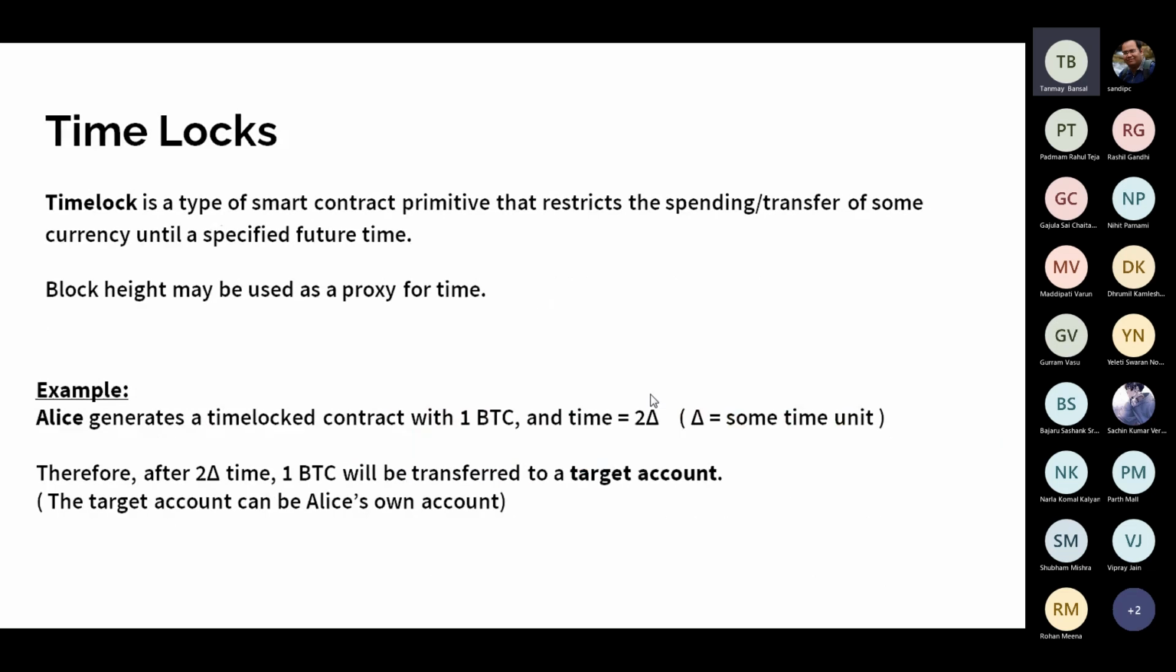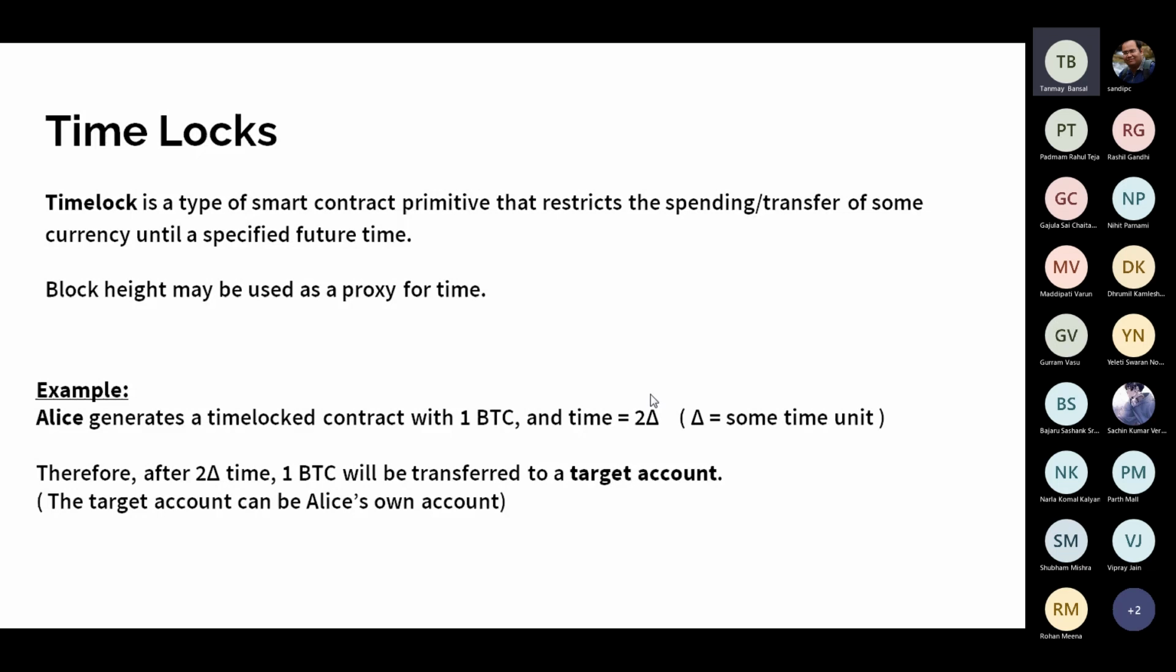And time locks, as I mentioned, restrict spending or transfer of some currency until a specified future time, and instead of block time, it could be block height. As a concrete example, Alice generates a time-locked contract with 1 Bitcoin, and the time is 2 delta, where delta is some unit. That means after time 2 delta, 1 Bitcoin will be transferred to the target account. So this is fairly simple.